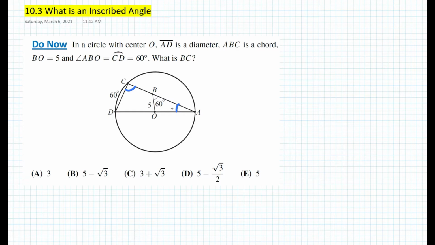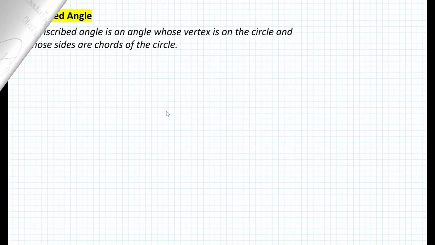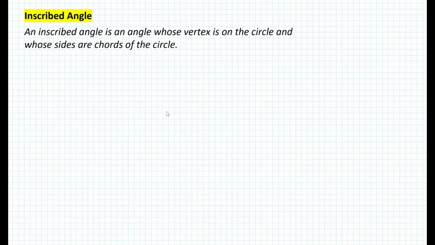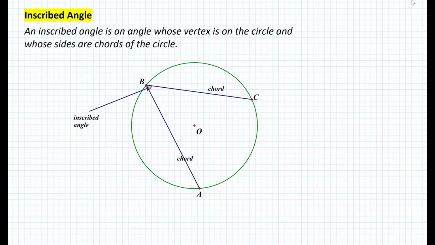But first, let's define the word inscribed angle. According to the definition, an inscribed angle is an angle whose vertex is on the circle and whose sides are the chords of the circle. So how does the inscribed angle look? Well, we basically have something like this.